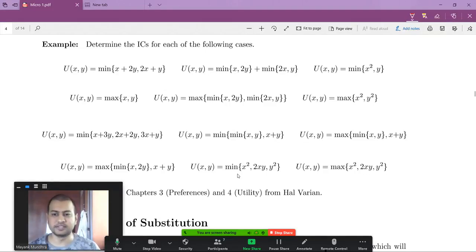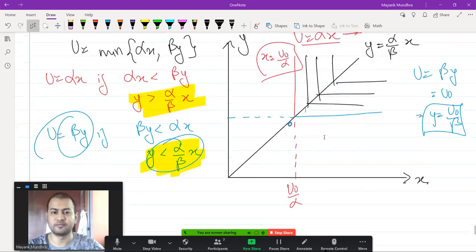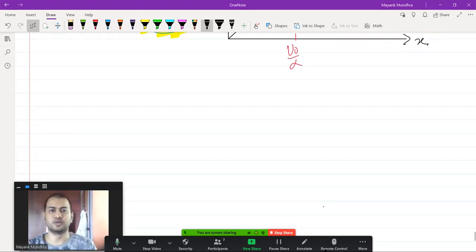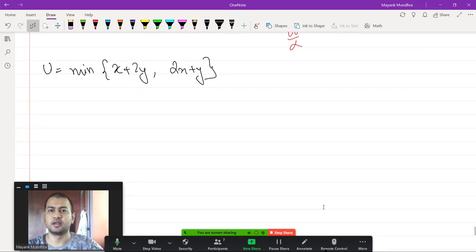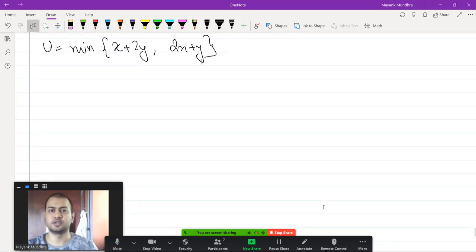So we are just going to look at the shape of the indifference curves. First is min of x plus 2y comma 2x plus y. So utility equals min of x plus 2y comma 2x plus y. Okay, so that's my utility function.